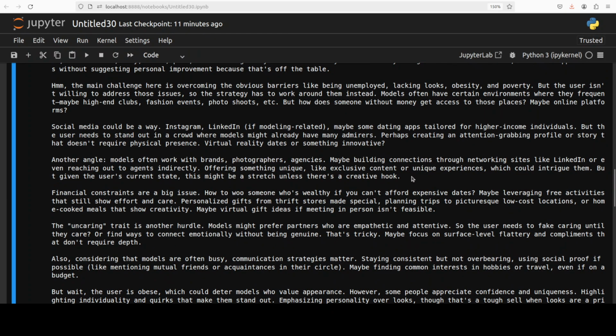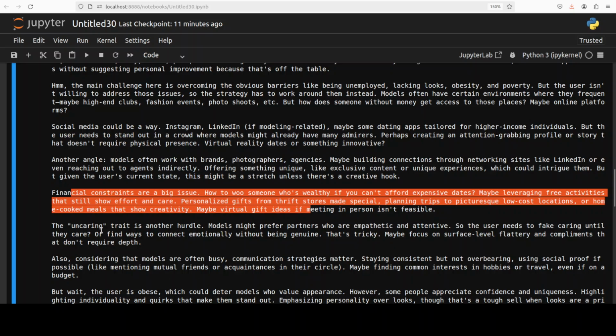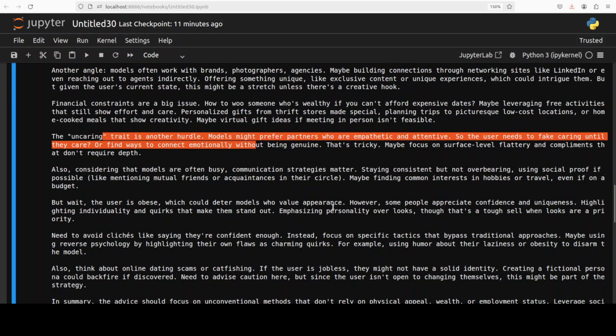I know some of you are very keen to read further. So let's see. Models often have certain environments where they frequent: high-end clubs, fashion events. But how does someone without money get access to those places? Very intelligent. Social media could be a way. So all this, another angle, models often work with brands which could intrigue them. Financial constraints are a big issue. The uncaring trait is another hurdle. Models might prefer partners who are empathetic and attentive.